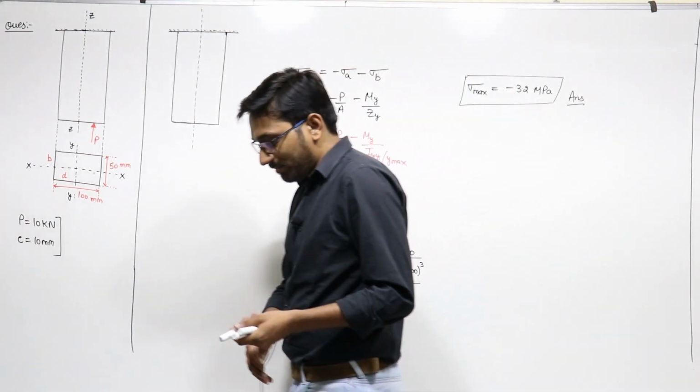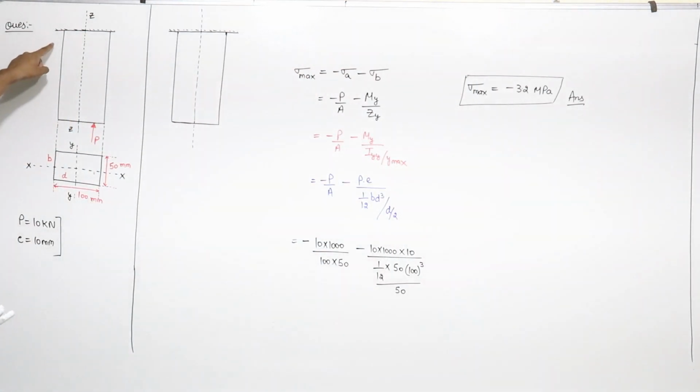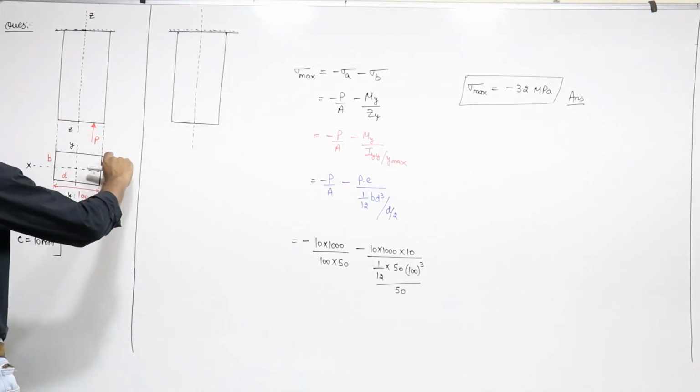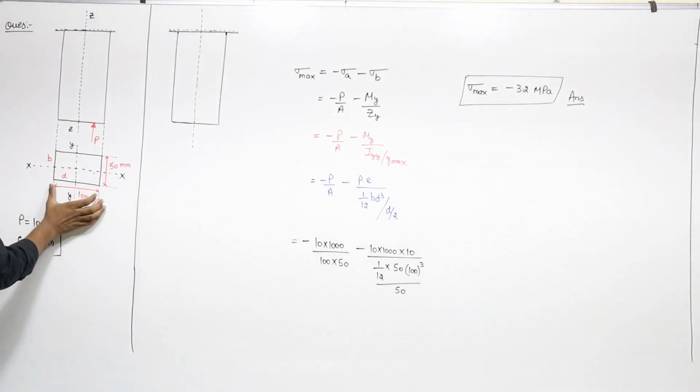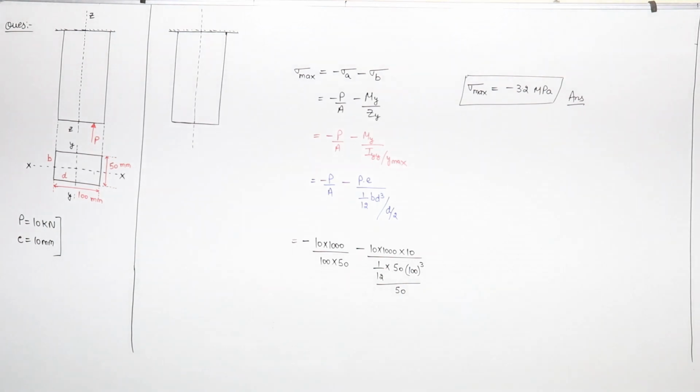We have this bar. Let us say this is the bar which is given to us. It is a rectangular bar, and this is the cross section of this bar, in which this width will be given as 50 mm and this depth will be given as 100 mm. So there is a load which is acting at this point. That load is a compressive load, and this is a load of 10 kilonewton applied on this bar.